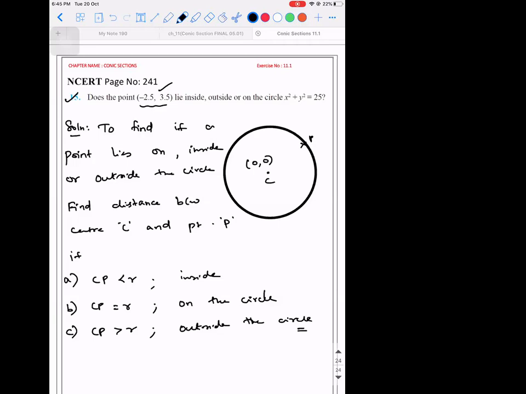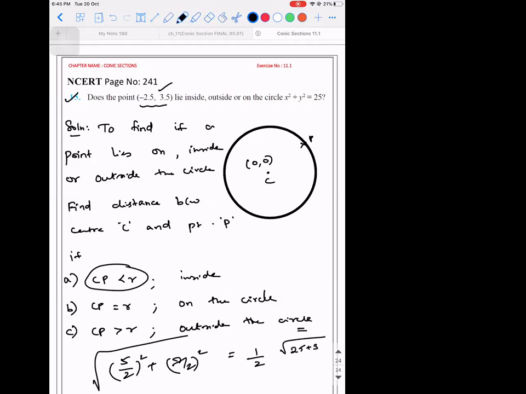Is it inside the circle, sir? It is inside, right? So it will be less than r. So it should be 5 by 2 the whole square plus 7 by 2 the whole square under the root. So that will be 1 by 2 into root of 25 plus 35. So root of how many?